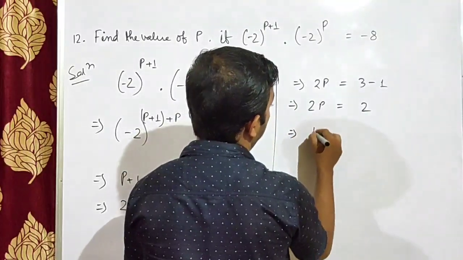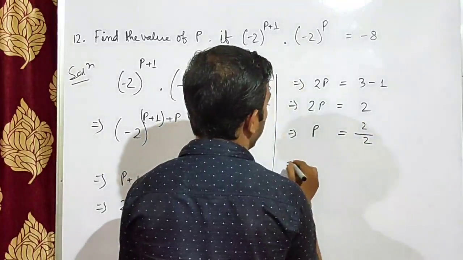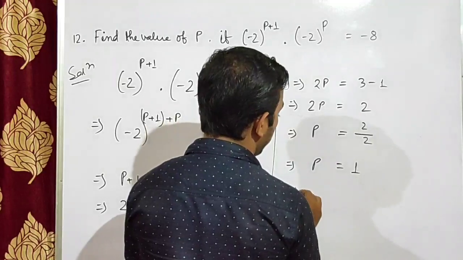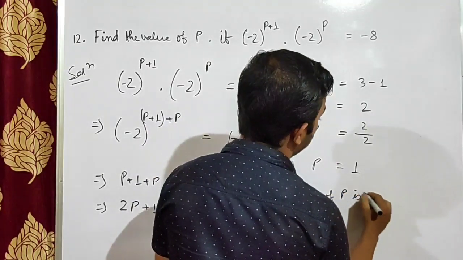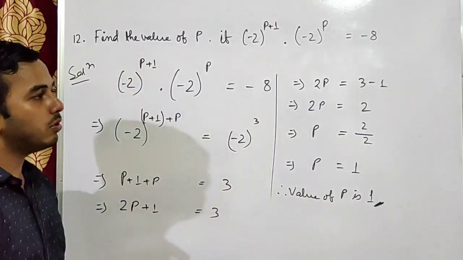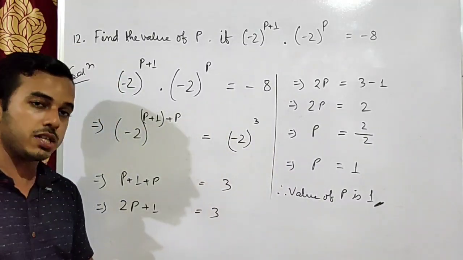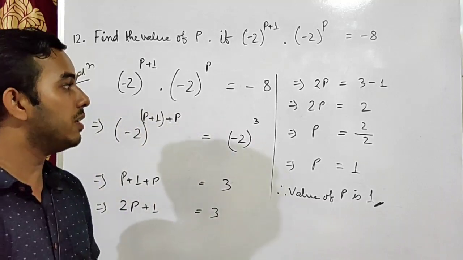So now we have to find the value of p. Here 2 is multiplied with p, so when you change the side, it will be divided. So p equals 1. Therefore, the value of p is 1. My value is 1, isn't it? So is this a difficult question? No, I think it is very easy. If you understand the process and if you understand the law, then this one is very easy.